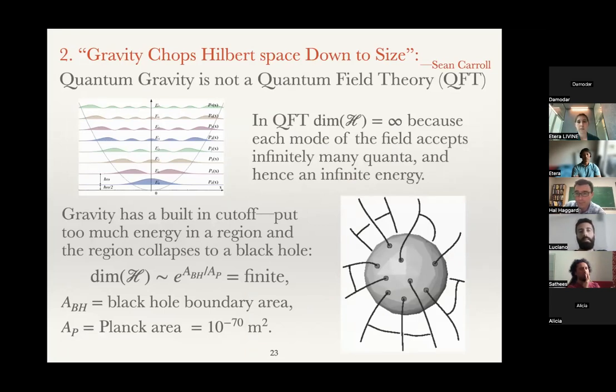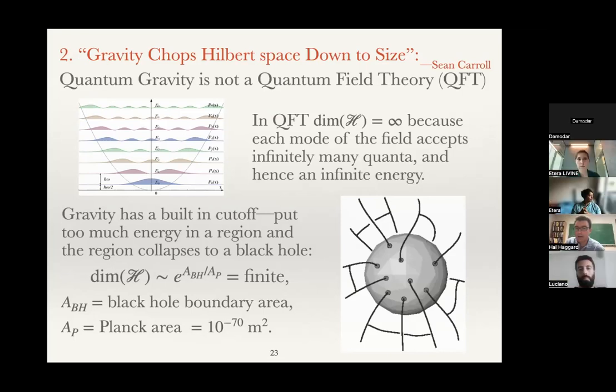What do we mean? In quantum field theory, the dimension of the Hilbert space is infinite. This is because each mode of the field is an oscillator, and we can put as many quanta as we want into those modes. Now, I'm not saying that that's reasonable physically. I'm saying that there's nothing in the theory that blocks you from doing that. So in quantum field theory, you just keep adding quanta to any given mode, and there's no reason you can't do it. And this arrives at an infinite energy.